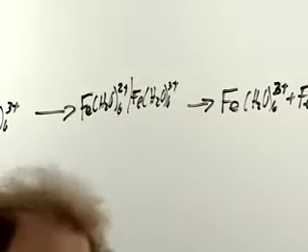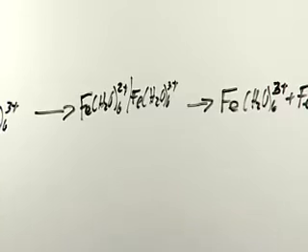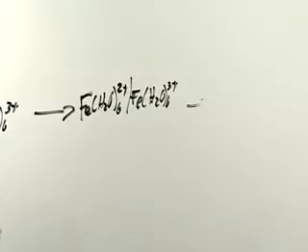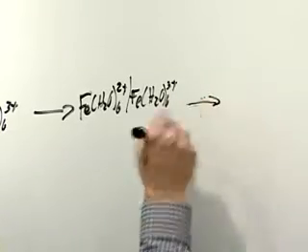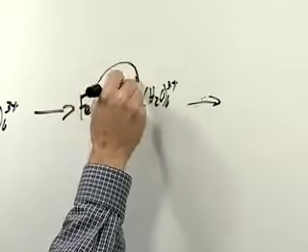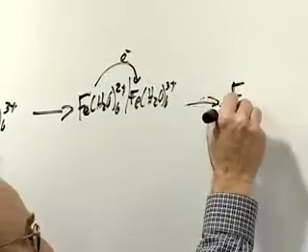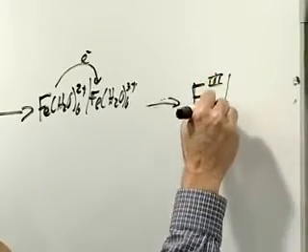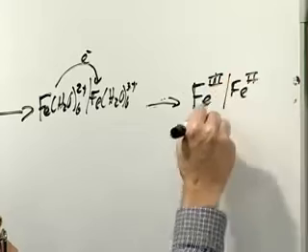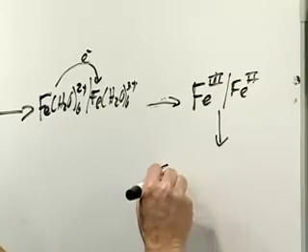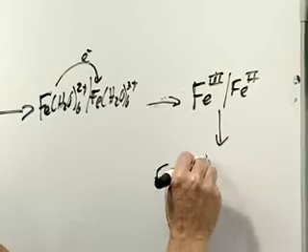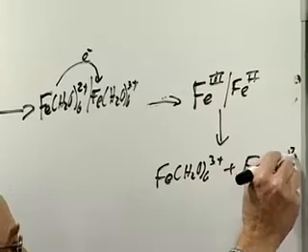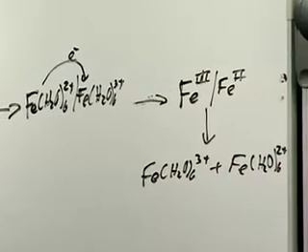I need more space. My board isn't big enough, so I have to erase that. And so now I have the precursor complex. I'm going to let the electron transfer, and I'll write it simply. This will become the iron 3, and this will become the iron 2. And then they'll come out of the cage into fluid solution.